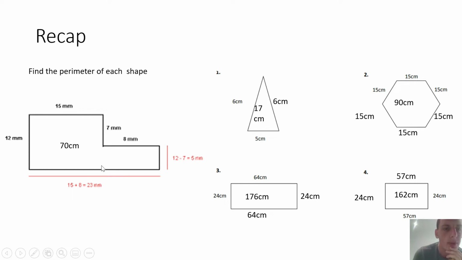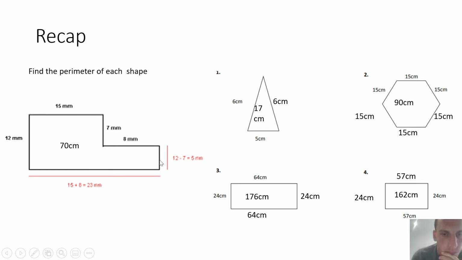Now we know up until here it's 15 millimeters because this tells you it's 15 millimeters. And we know from here to here is 8 millimeters because it tells you here. So all we have to do is add 15 and 8, which gives you 23. So this side is 23.